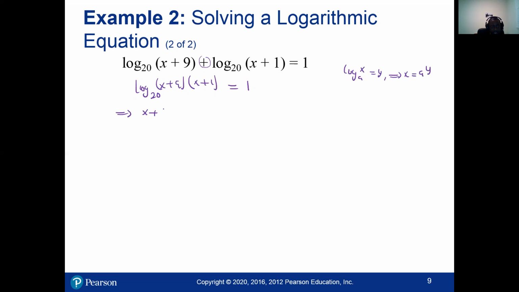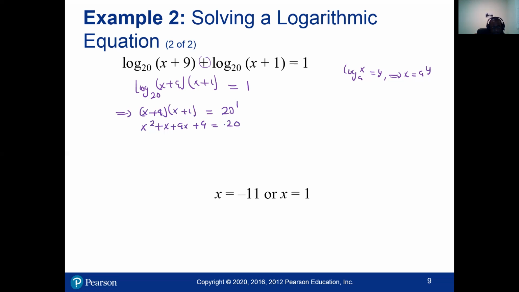So we're going to write this as x plus 9, x plus 1 equal to 20 raised to 1. Then when you distribute the left hand side, you have x squared plus x plus 9x plus 9 equal to 20, since 20 to the 1 is 20.